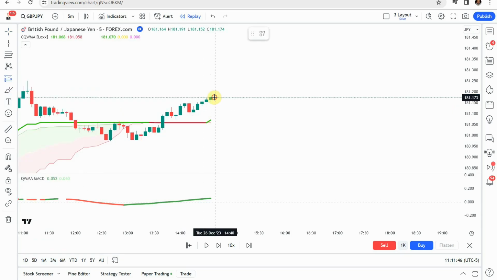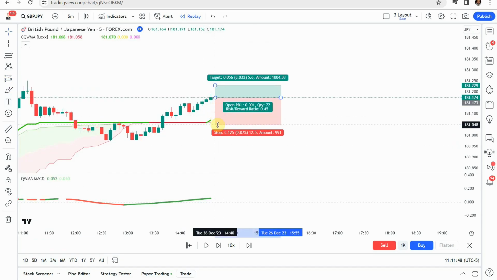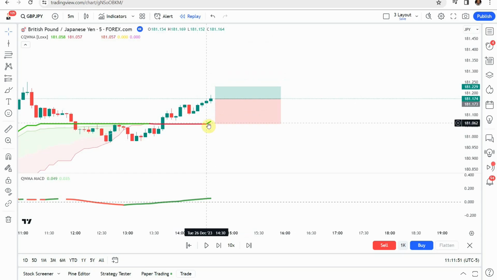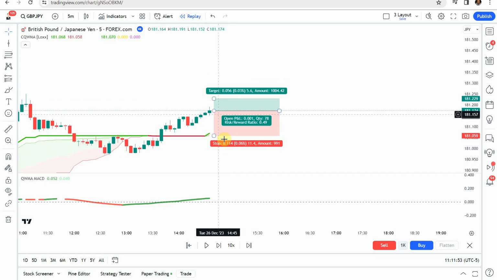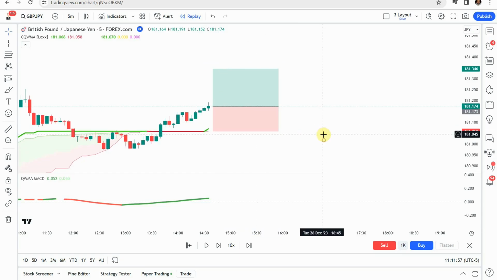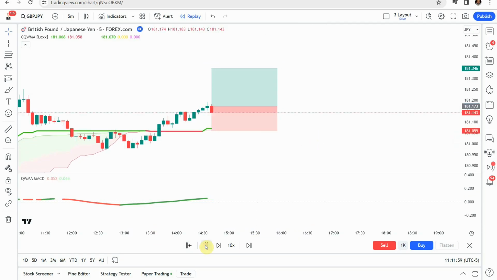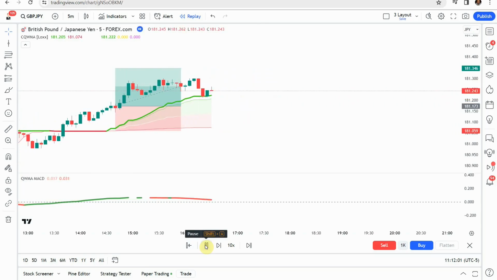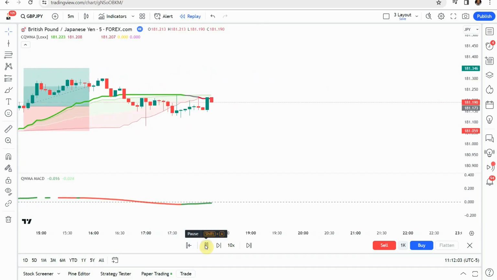So that's going to be our signal to go long. We're going to put our stop right at the moving average line, and we are going to target a 1 to 1.5 risk reward right about there. Let's go ahead and play this forward.